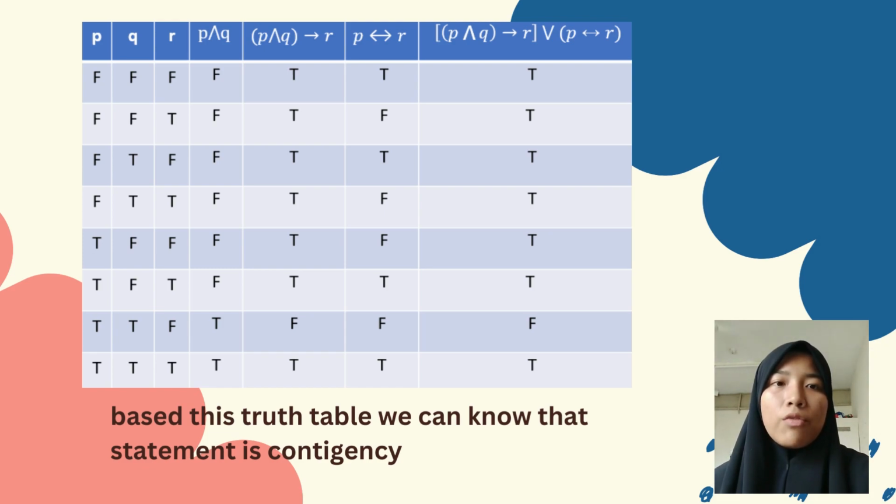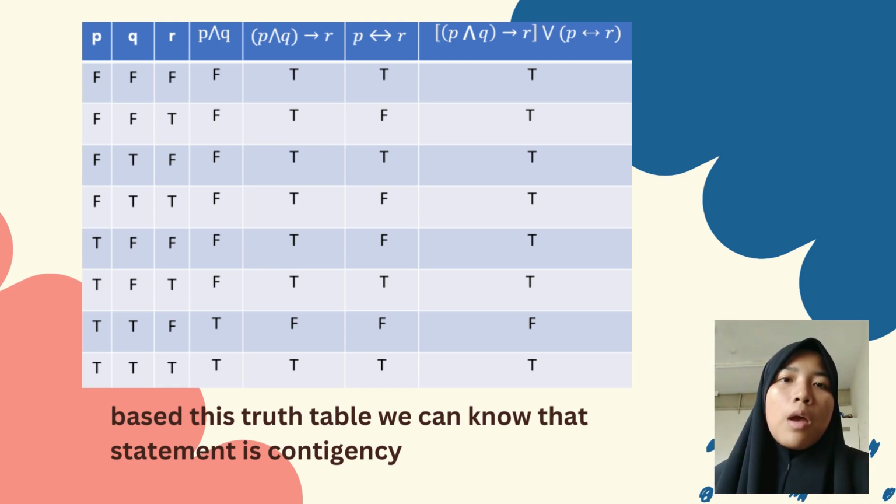For P: false, false, false, false, true, true, true, true. Q: false, false, true, true, false, false, true, true. And for R: false, true, false, true, false, true, false, true. Let's move to the symbol P and Q. To get the answer, we must look at P and Q. If either P or Q is false, then the statement is false. If P and Q are both true, the statement is true.